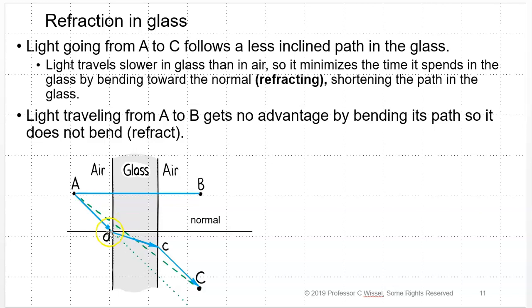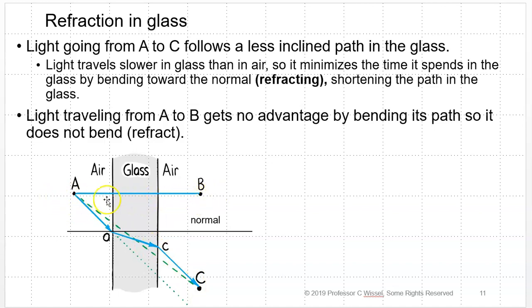So it's going to want to spend the least amount of time. It's going to have the least path in the glass. So it's going to bend toward the normal as it encounters the glass itself. And then when it comes back out into the air, it's going to say, woo, I'm back on the freeway. I'm back in vacuum almost, and I can bend away from the normal.